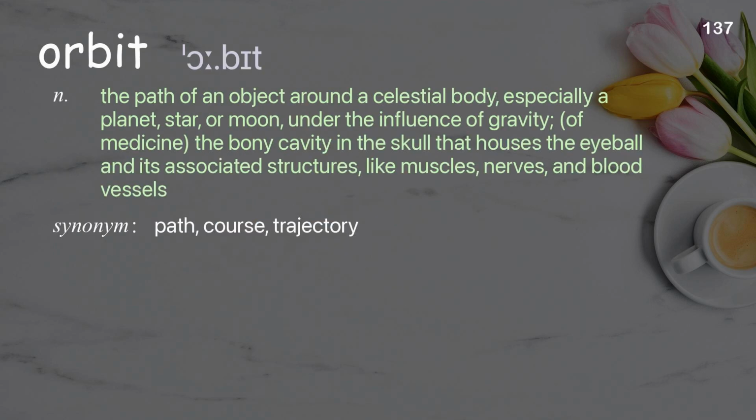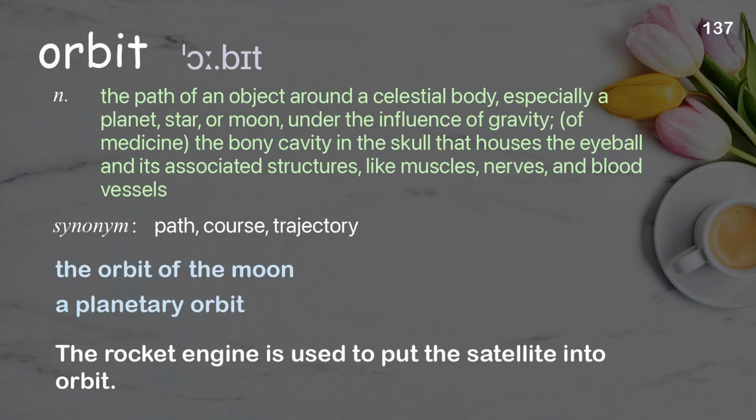Orbit. The path of an object around a celestial body, especially a planet, star, or moon, under the influence of gravity. Of medicine, the bony cavity in the skull that houses the eyeball and its associated structures, like muscles, nerves, and blood vessels. Examples: The orbit of the moon. A planetary orbit. The rocket engine is used to put the satellite into orbit.